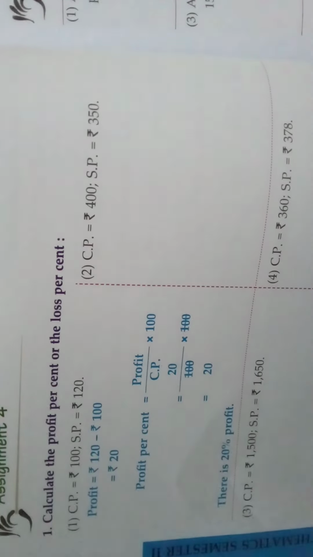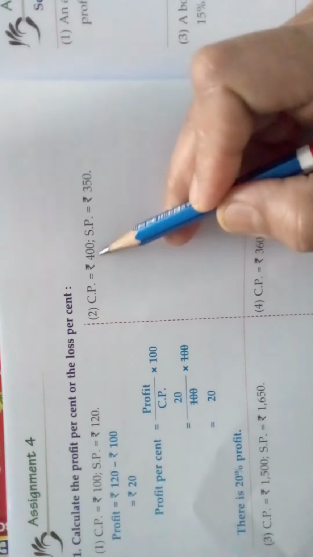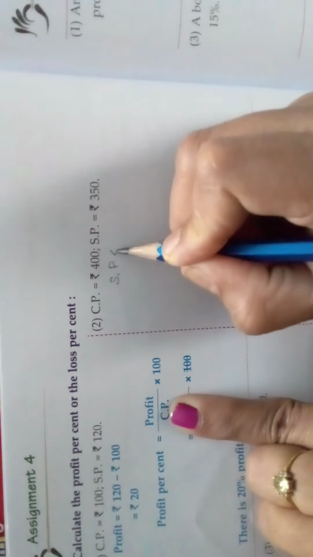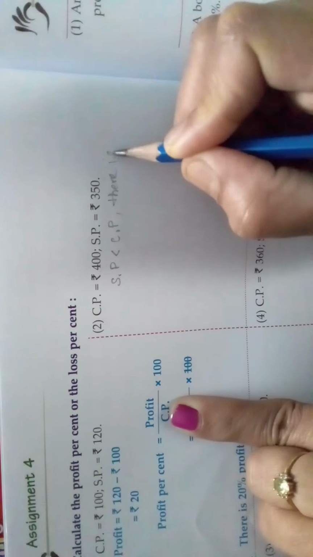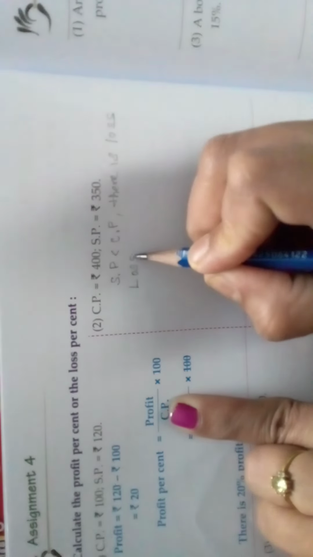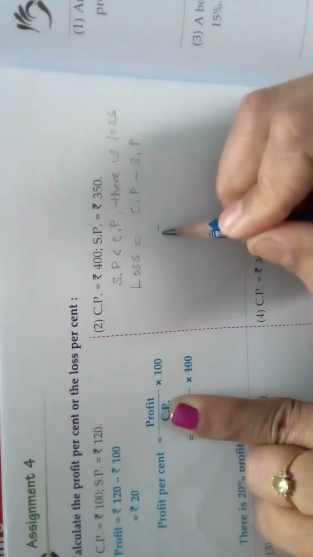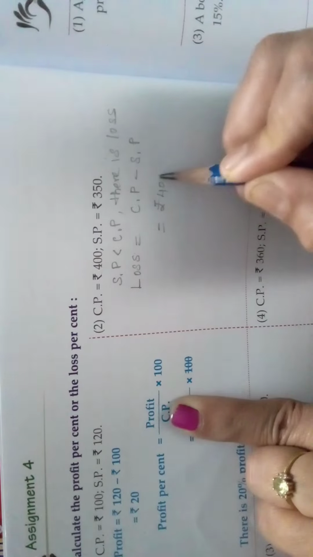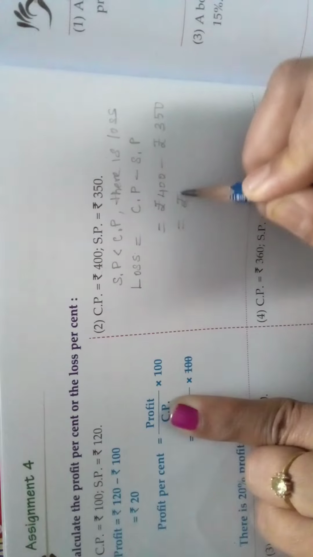Come, we will see the next sum. Look here, children. So what is the second one? Cost price, what is the cost price? 400. What is the selling price? 350. Since selling price is less than cost price, it's a loss. See, there is loss. So we should find the loss. Okay. Loss is equal to cost price minus selling price. That is nothing but rupees 400 minus rupees 350. That is nothing but rupees 50 loss.